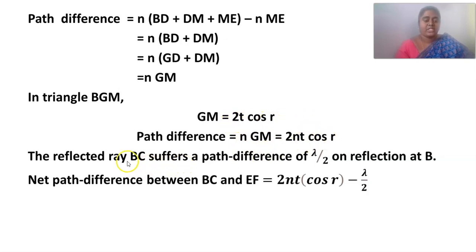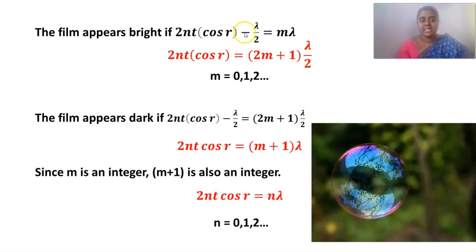By Stokes' theorem, we know that the reflected ray always suffers a path difference of lambda by 2 due to reflection. So we include lambda by 2 in the path difference. So 2nt cos r minus lambda by 2 is the net path difference. This path difference can be equal to m lambda, such that the film will appear bright for certain colors. This is the condition for maxima, and solving that, we get this. If the condition for darkness is that the path difference must be an odd integer times lambda by 2, solving that gives the condition for minima.